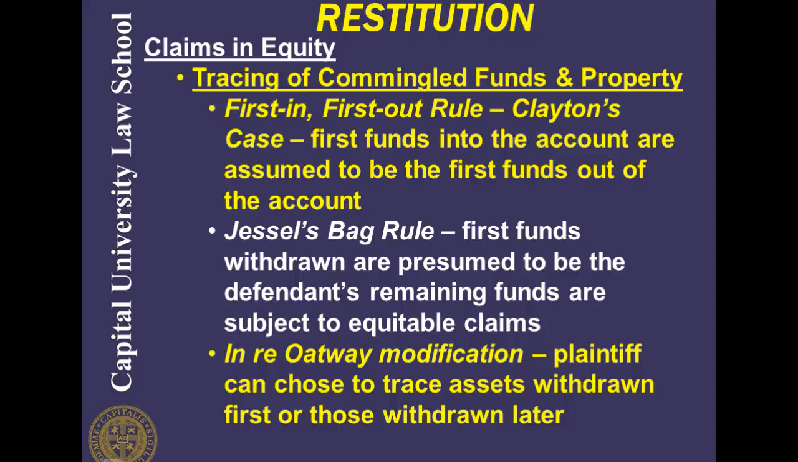Because if the defendant, instead of buying diamonds with the first 10,000 that they withdraw, spends it, wastes it, gambles it away so that there's nothing to show for it, well, clearly in that instance the plaintiff doesn't want the first funds out to be theirs. They want that to be the defendant's legitimate funds, and they'll be glad to take money later, or to trace assets that are later withdrawn from the account.